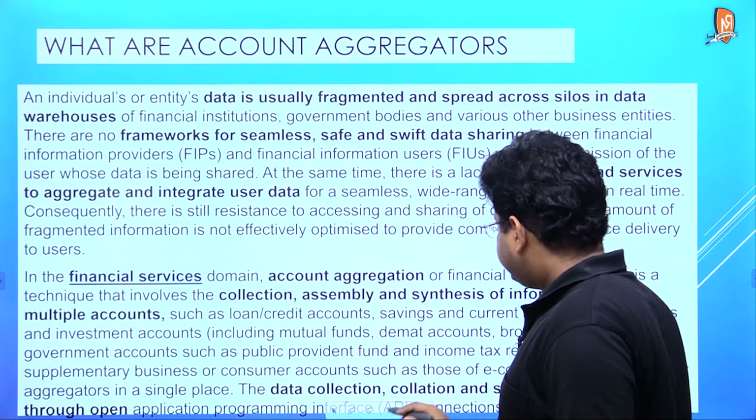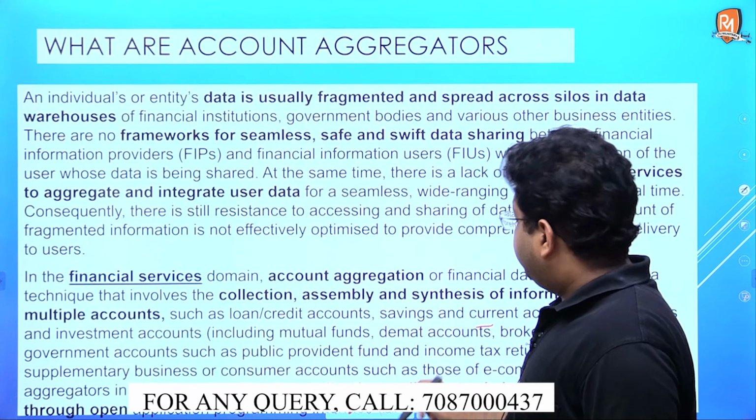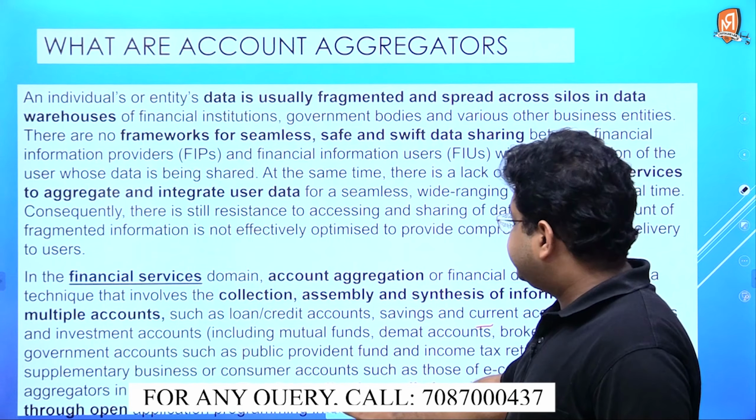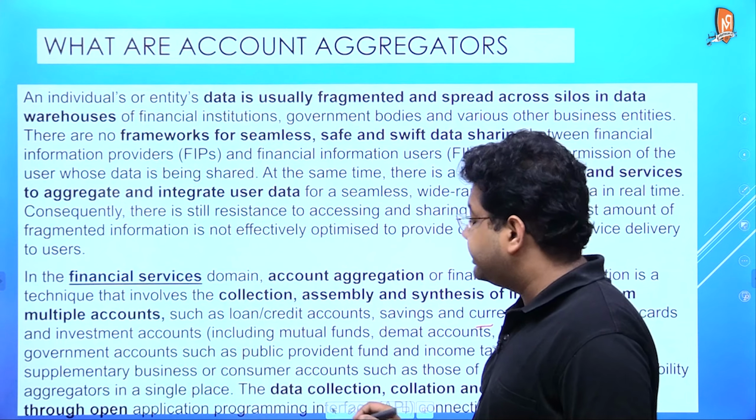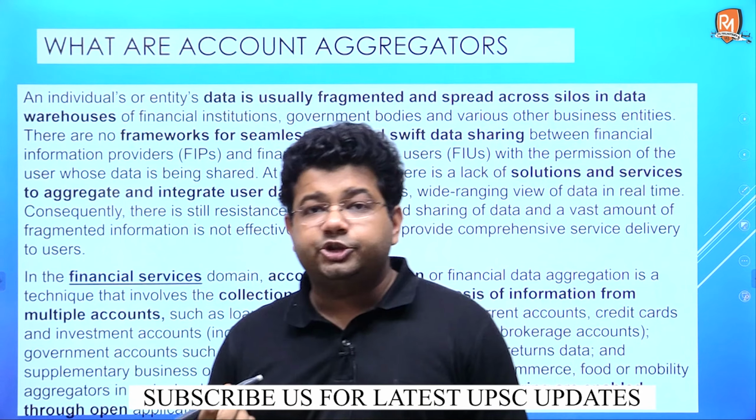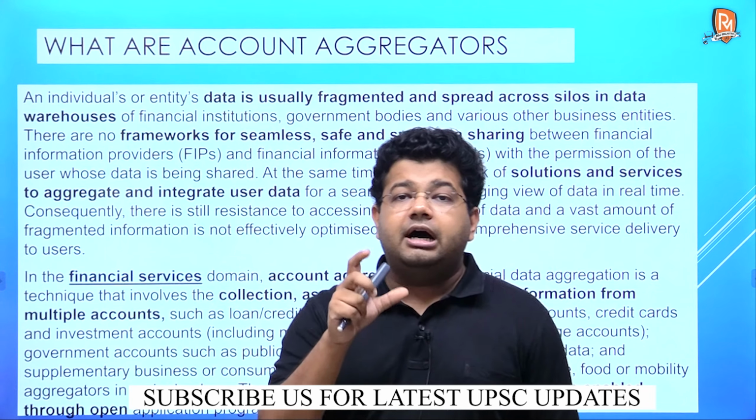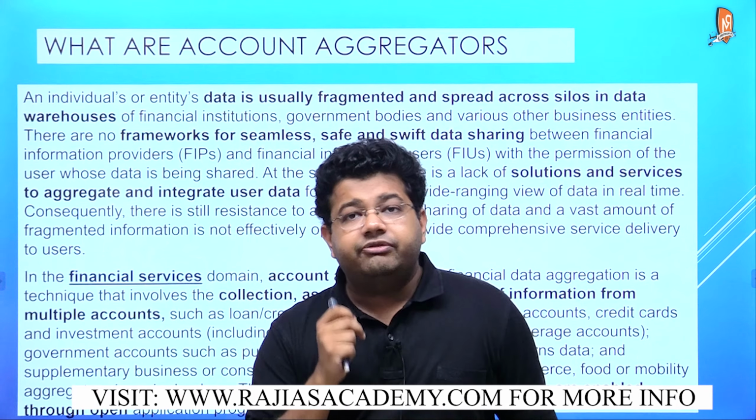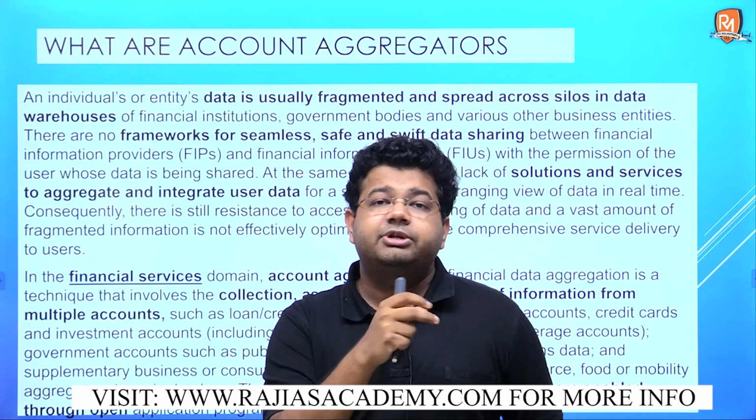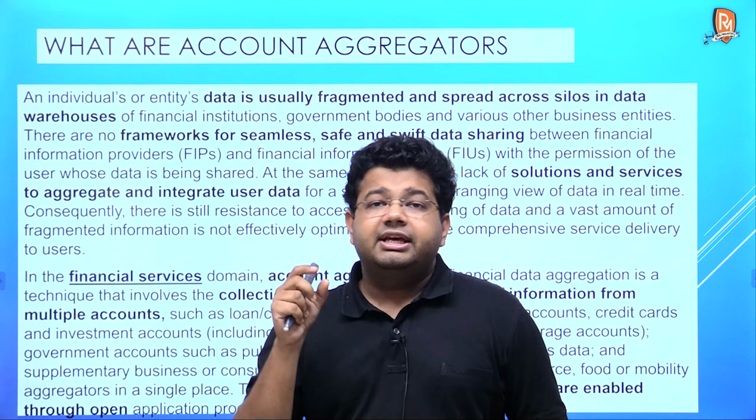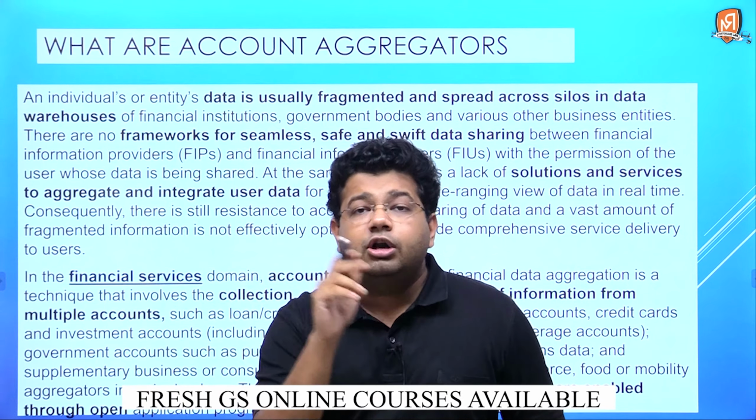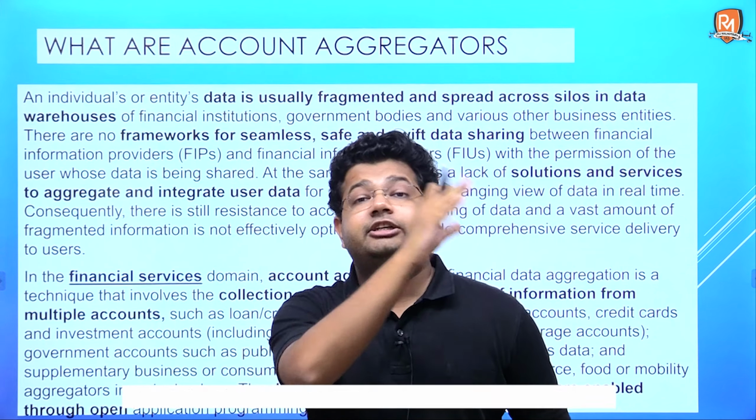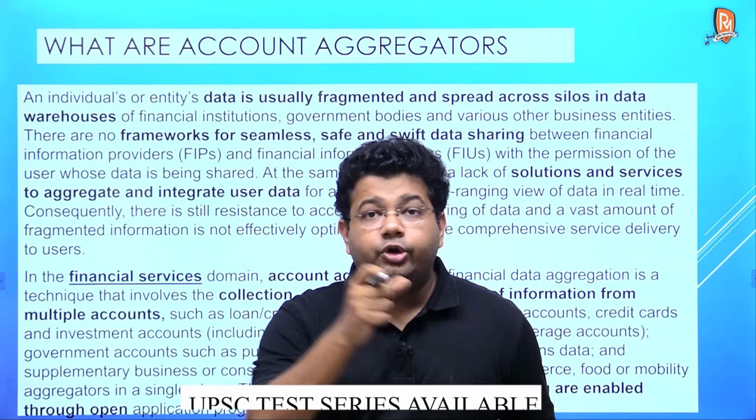Which means that data collection, collation and sharing are enabled through this very interface. अब API क्या होता है हम ये भी समझ लेते हैं सबसे पहले. For example, you are accessing a banking app. Now, you want to retrieve your account statements from the bank. What you are going to do is that the banking app is going to interact with the server of the bank, which has the entire information of the bank, and then retrieve it.